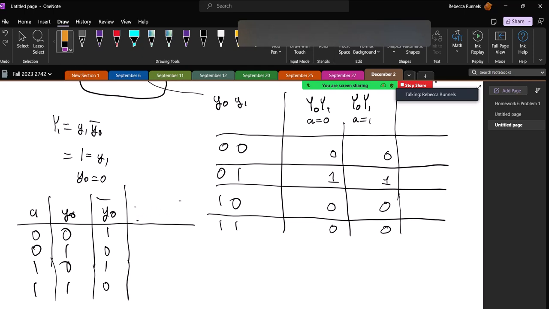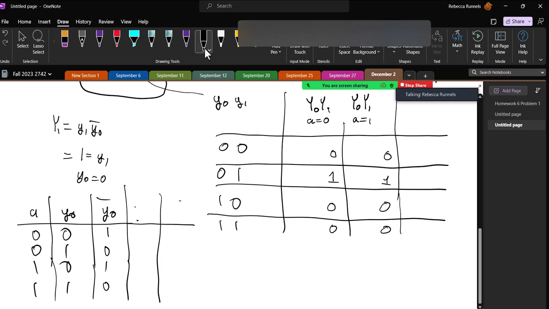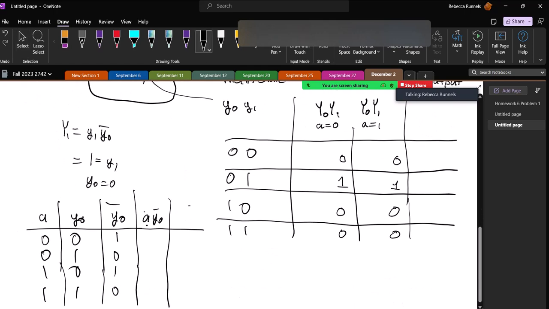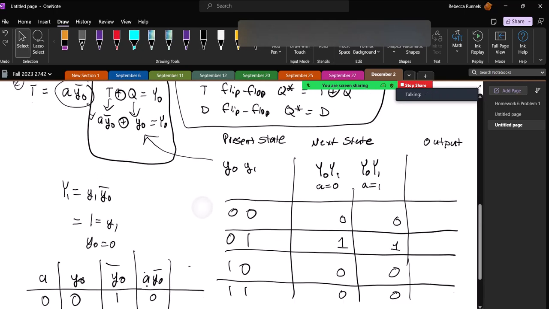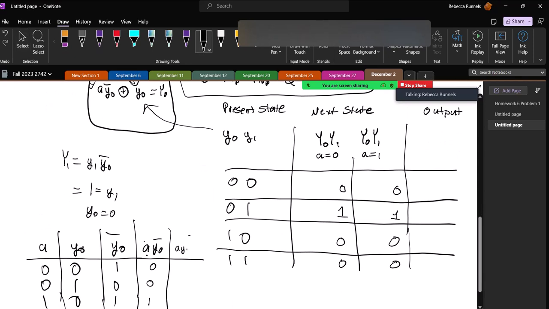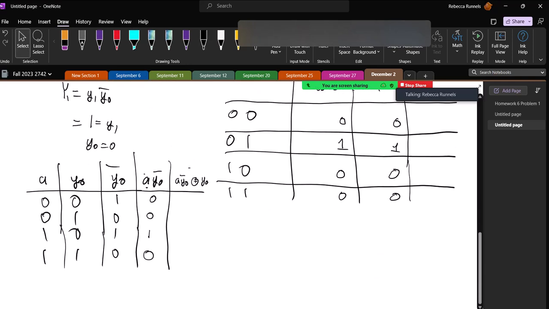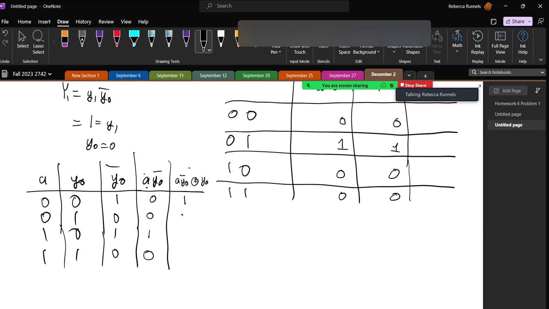There are different ways of analyzing this, and to me this seemed like it might be the easiest. So this column is A and Y0 not. That's 0, 1, 0. Y'all stop me if you see a mistake. And then this is the exclusive OR of A, Y0 or Y0 not. Exclusive OR means one of them is 1 and the other one is 0, which gives us a 1. So that's 1, 0, 0, 0.